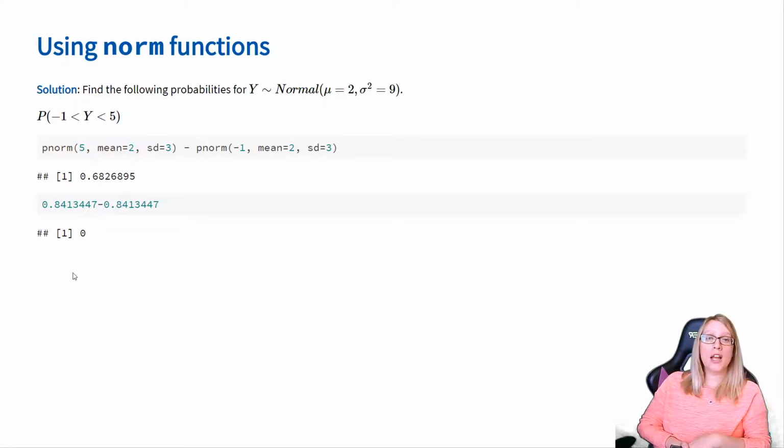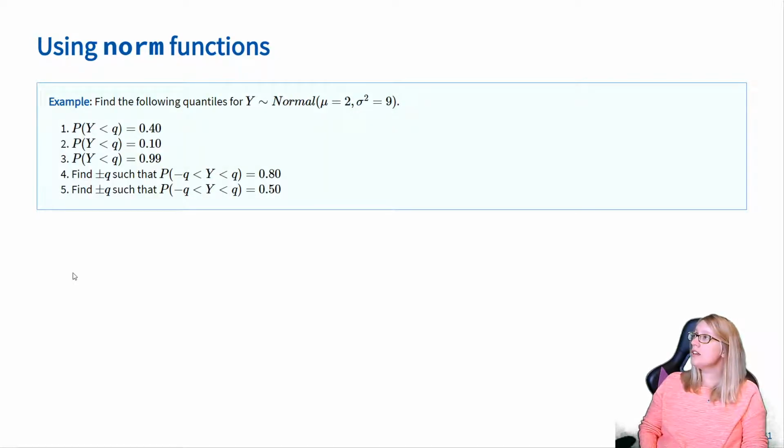So in order to find, for example, the probability that y is between some range, say -1 and 5, what we can do is take the probability that y is less than 5 and subtract away the probability that we don't want, specifically the probability that y is less than -1. So that gives us about a 68% chance that y is between -1 and +1.